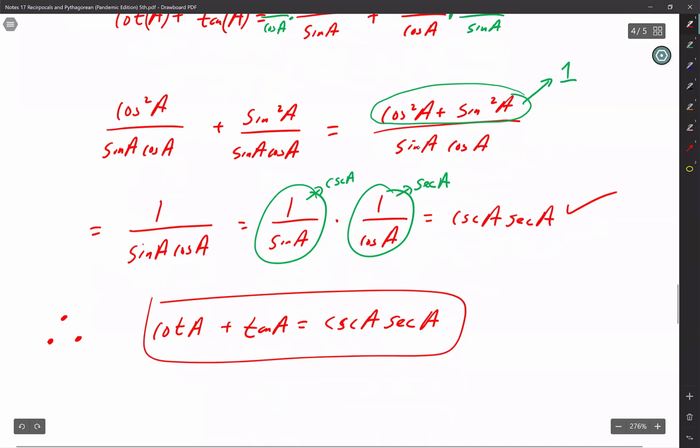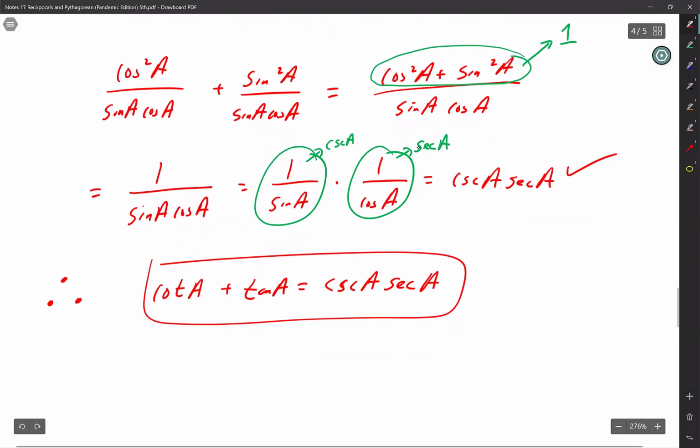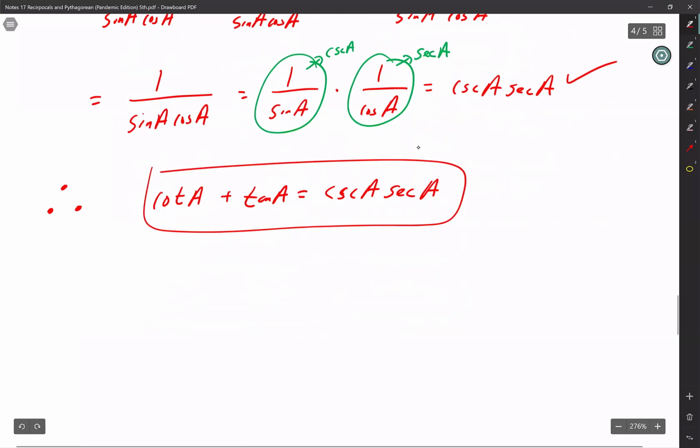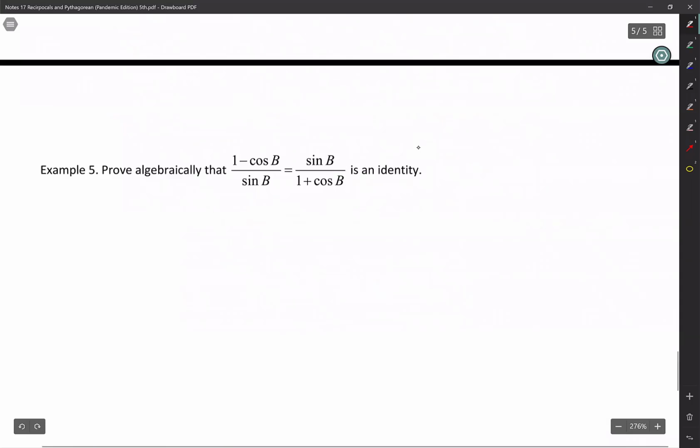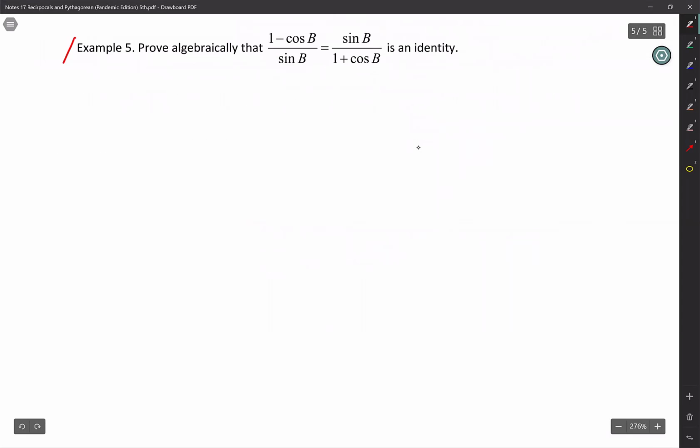How do we feel, guys? Good. Okay. And then the last one, this is about as hard as it gets. It's not going to get any harder than this.